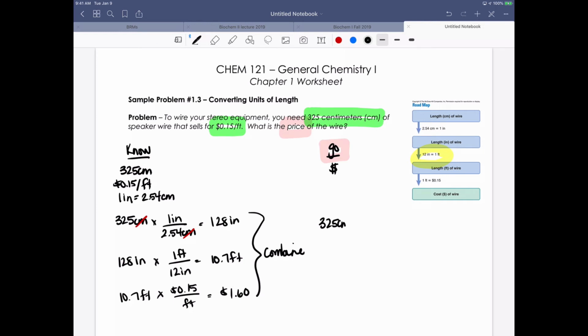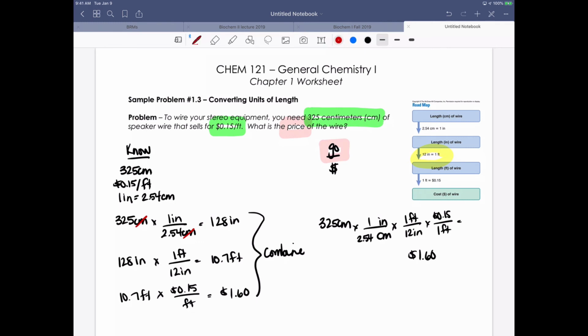Start with a piece of information that you know, 325 centimeters. Now I want centimeters to go away, and so I ask myself, do I have a unit conversion that allows me to walk towards my answer? Well, if I convert centimeters to inches, 2.54 centimeters in 1 inch, I am walking closer to my answer because now I can use 12 inches in 1 foot, and then I can take 1 foot as a cost of 15 cents per foot, and in the same way get to my $1.60 answer.